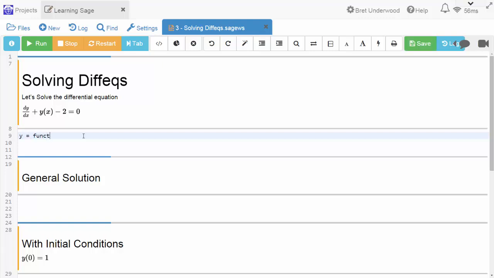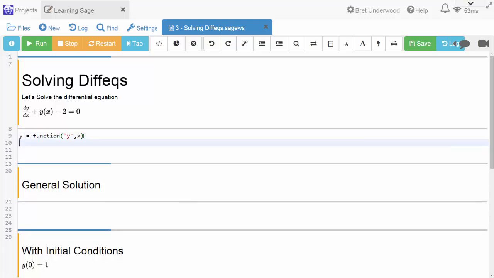So the first thing we need to do is define y to be a function called y, and it's a function of x. So we need to tell Sage that y is going to be a function. We also need to define our differential equation. And so our differential equation, which I'll call dE, is going to be the derivative of y with respect to x, dy/dx, plus y minus 2, and that's equal to 0.